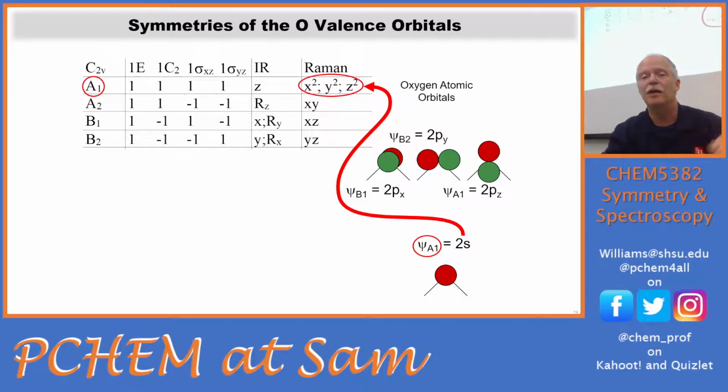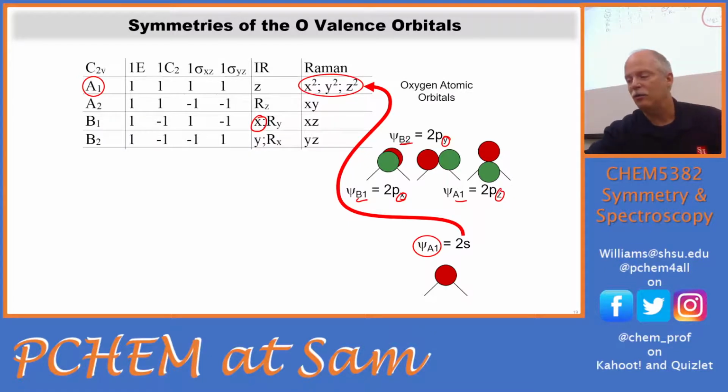That's A1. But look at the p orbitals. Well, how do we label the p orbitals? Px, py, pz. So those are going to be x, y, and z. The px is going to be x, which is B1. The pz is going to be A1. The py is going to be B2.